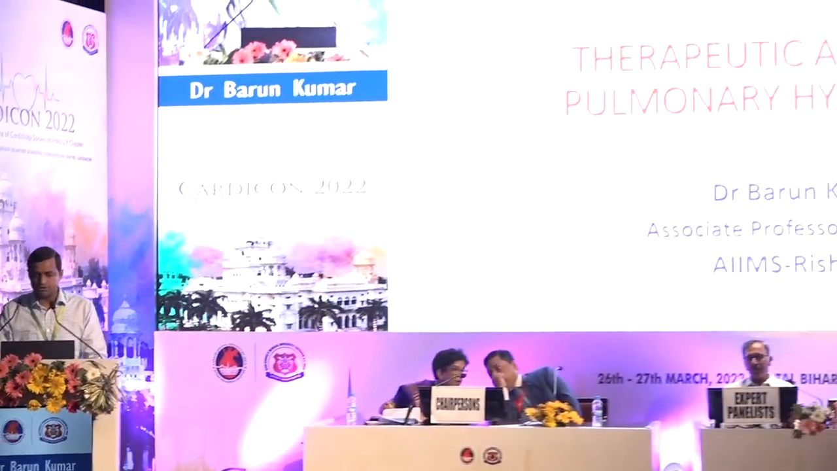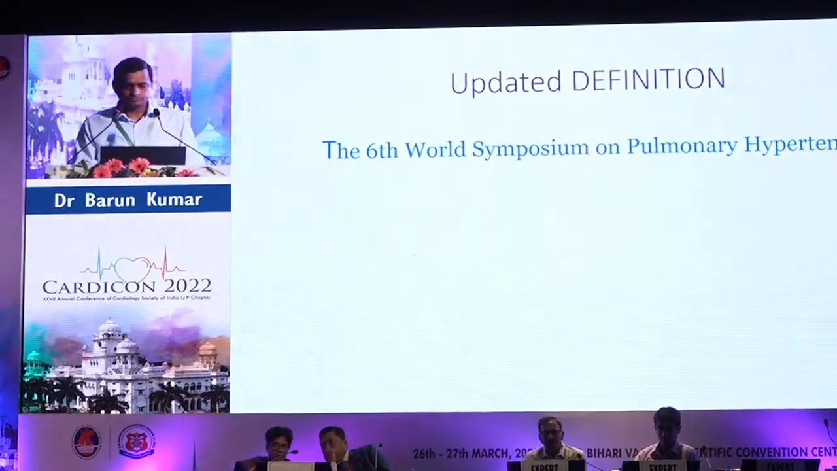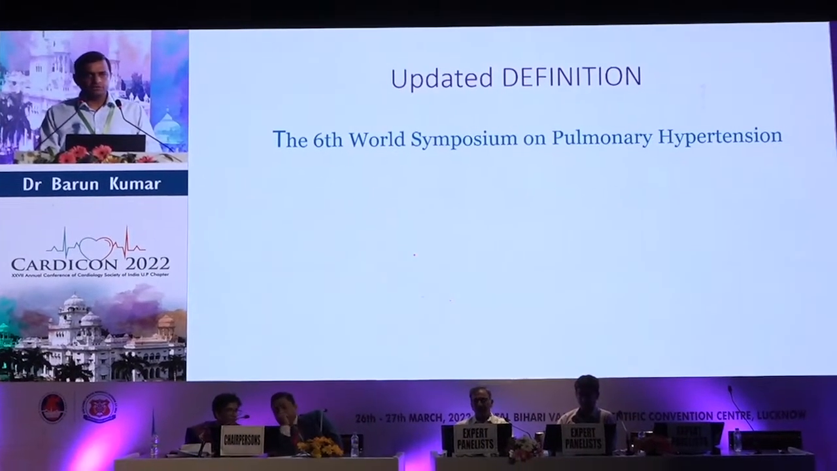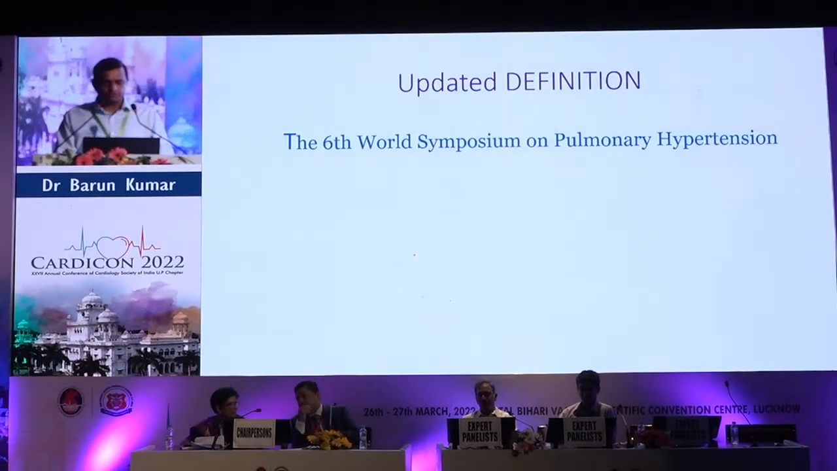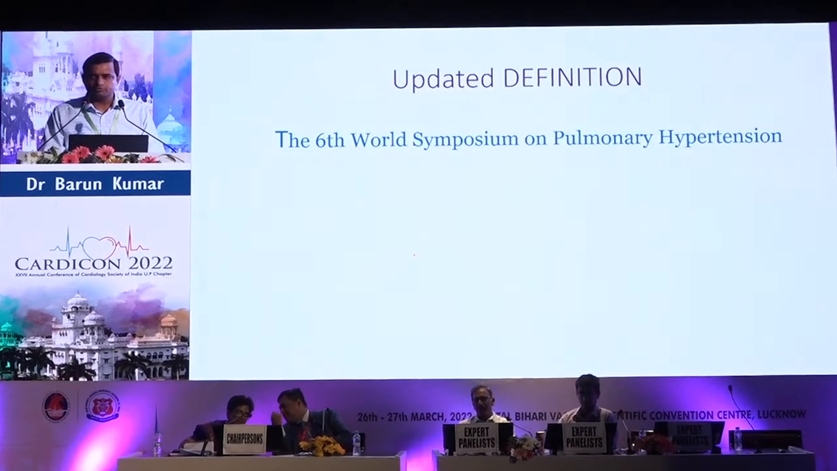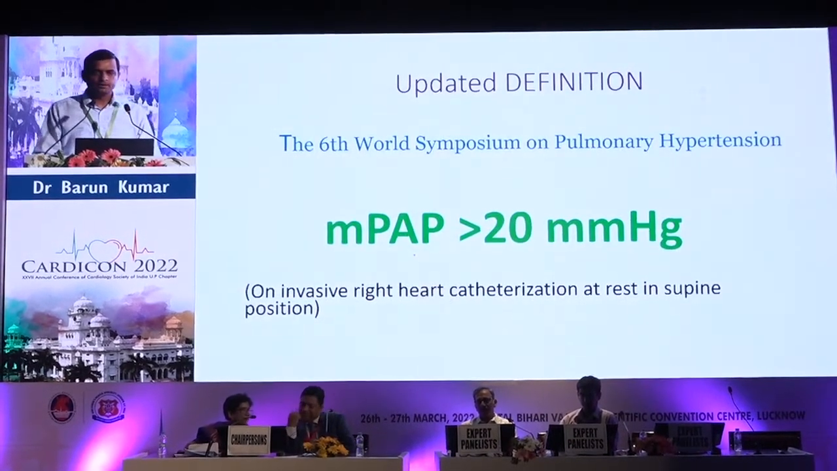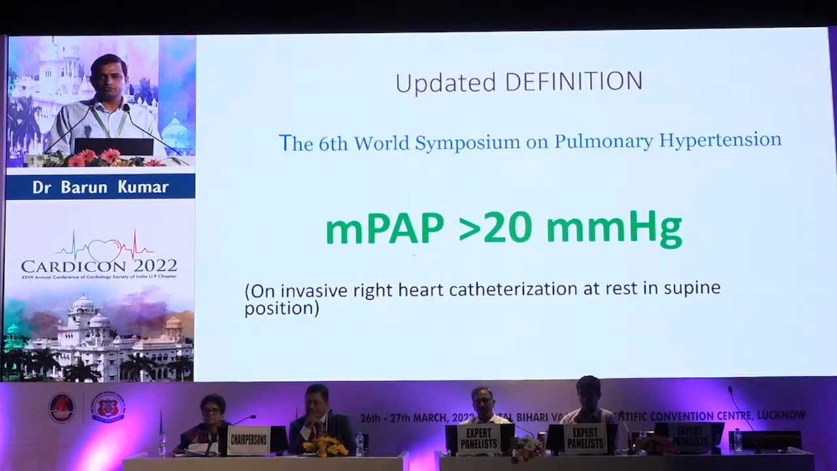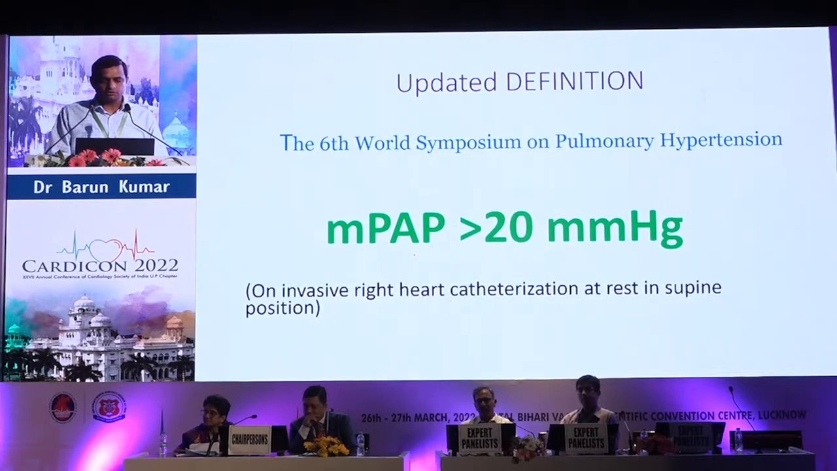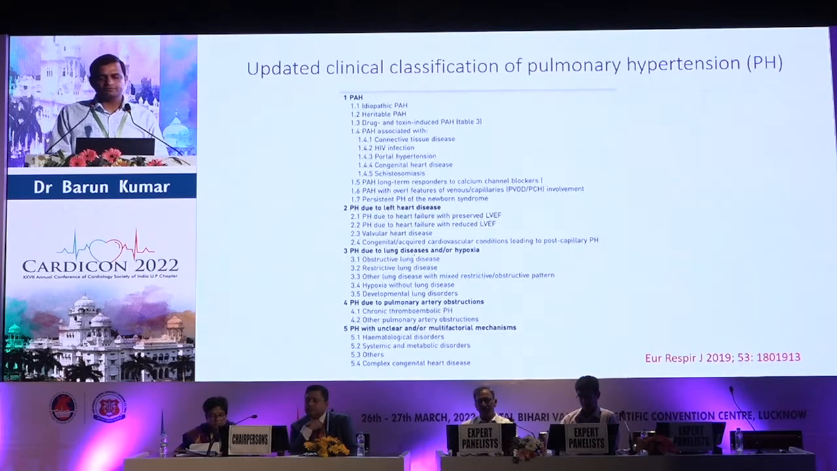Pulmonary hypertension, for us cardiologists, many times we don't take it very seriously, and we are just lost in CAD and other structural disease. So first, I will talk about the updated definition, which was proposed in the 6th World Symposium on Pulmonary Hypertension in 2018. That is, mean pulmonary artery pressure should be more than 20 millimeter of mercury on invasive right heart catheterization at rest in supine position. Earlier, it was more than or equal to 25.